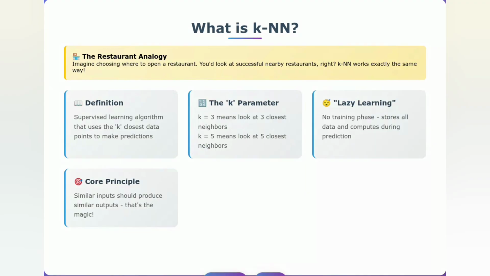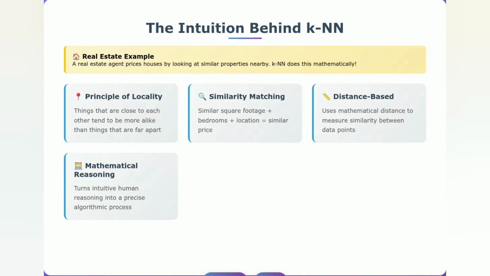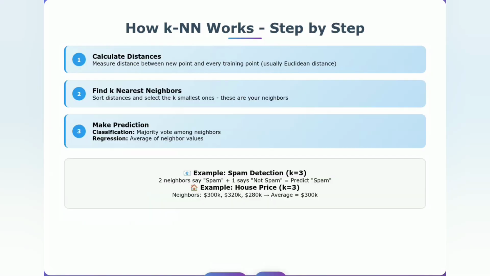The core assumption of KNN is that similar data points are likely to have similar outcomes. This is based on the principle of locality. Things that are close to each other tend to be more alike than things that are far apart. Imagine you're a real estate agent trying to price a house. You'd naturally look at similar houses in the same neighborhood, houses with similar square footage, number of bedrooms, and lot size. KNN does exactly this mathematically. It measures similarity using distance metrics and assumes that if two houses are close in terms of their features, they should have similar prices.